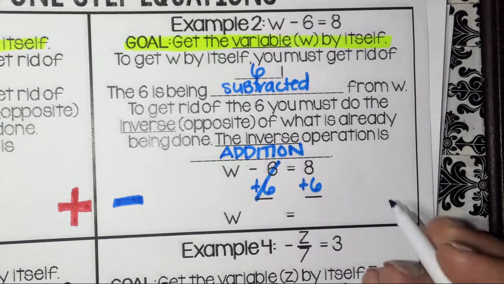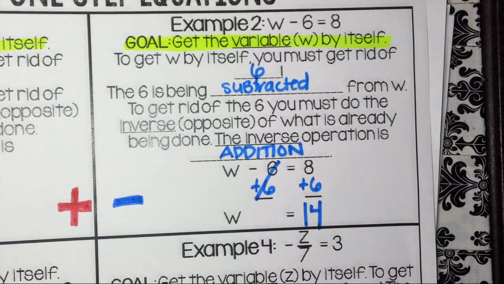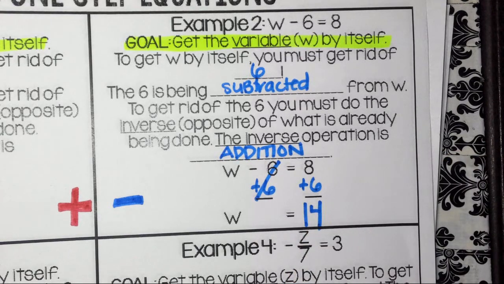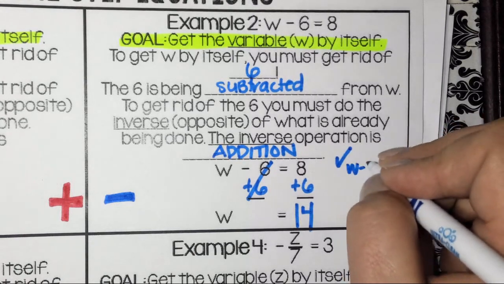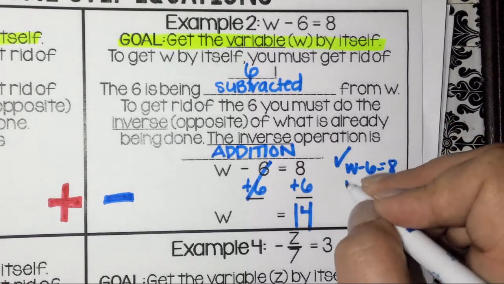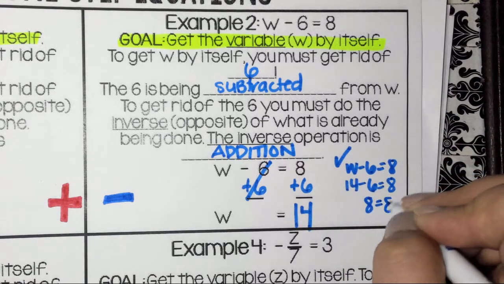And then I have 8 plus 6, which gives me 14. So W equals 14. Yeah, W equals 14. And then you go back and check it. So W minus 6 equals 8. 14 minus 6 equals 8. And yes, that's true. 8 equals 8.